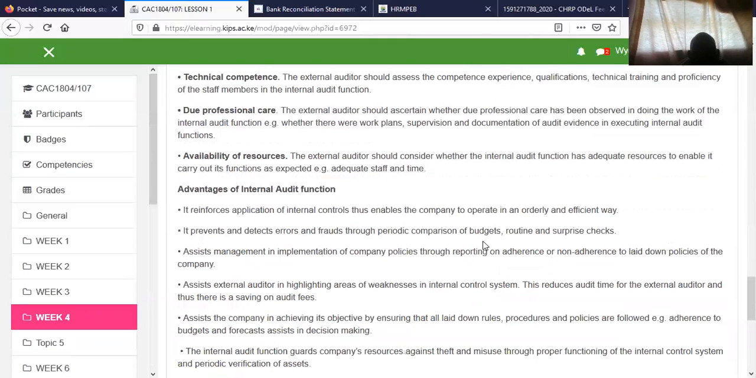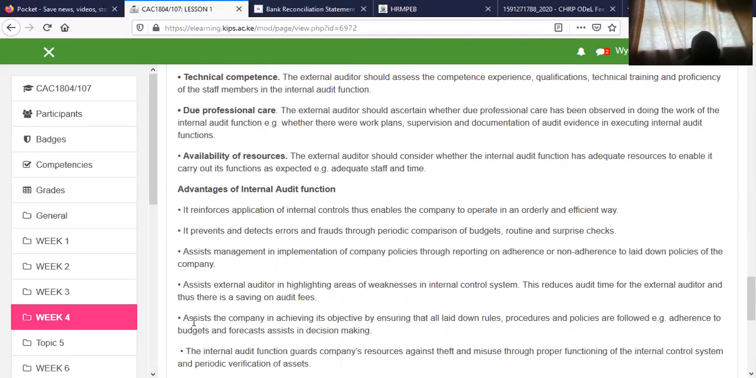Advantages of internal audit function. Number 1, it reinforces the application of internal controls, thus enabling the company to operate in an orderly and efficient way. Number 2, it prevents and detects errors and faults, meaning that now the resources are going to be safeguarded. Number 3, it assists management in implementation of company policies through reporting on adherence or non-adherence to the laid down policies of the company. Number 4, it assists the external auditor in highlighting areas of weakness in the internal control through the report that they are going to make.